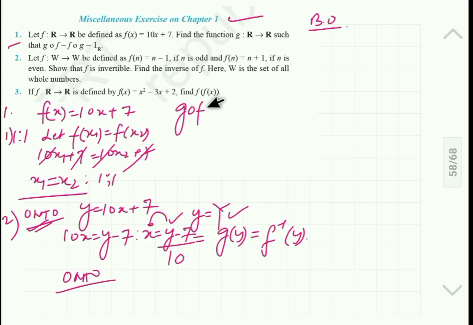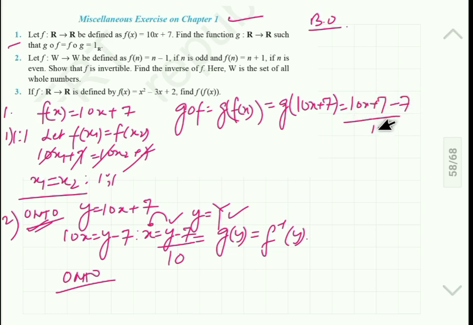First case, g of f, it is simply g of f(x). So pass the input as f(x), and what is f(x)? f(x) is equal to 10x plus 7. So g(y) is given as (y minus 7) upon 10. So it will lead to (10x plus 7 minus 7) upon 10. 7 will cancel 7, 10 will cancel 10. We are left with x. So we have got the identity element.